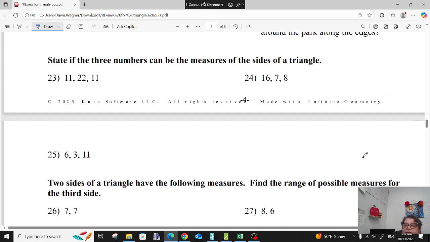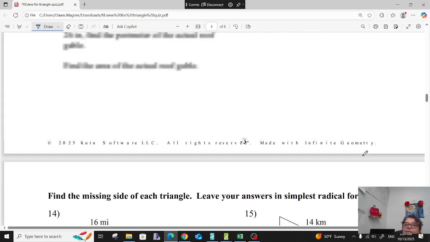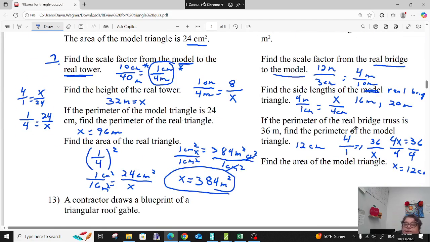Why did you scoot way up there? No, perimeter. Yeah, because I was asking for the model triangle, so it'd be in centimeters. Oh, that is the answer, 9 cm. The answer is 9 cm. 9 for the perimeter? Yeah.